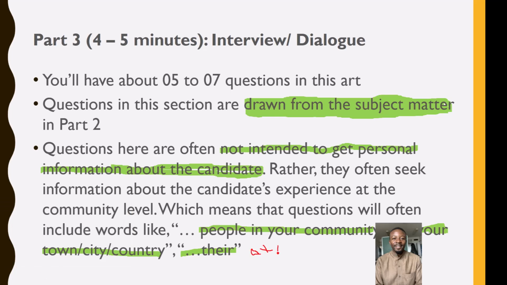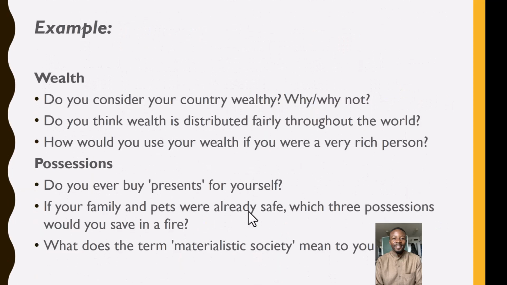For example, wealth. And these questions on wealth and possessions follow what we earlier had in part 2. And you can see here, there are up to 6 questions. And of course, you will have to answer each of these questions spontaneously after the examiner asks them to you. The questions in section 3 are not often that easy to approach, if I may put it that way. I'm not saying that they are difficult, though, but I'm saying that they often require candidates to be open-minded, talking about what happens around them.